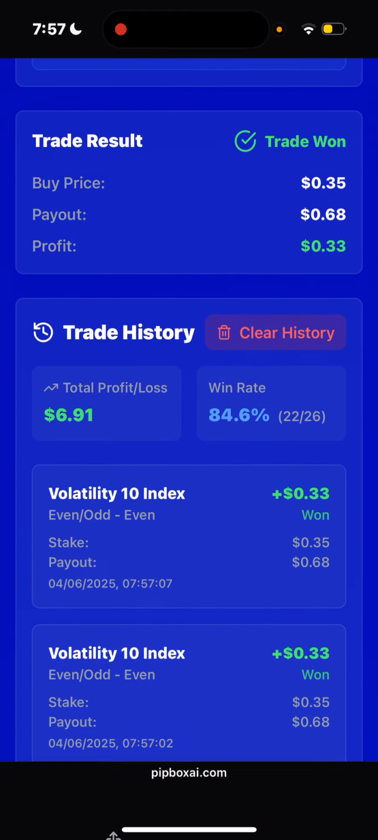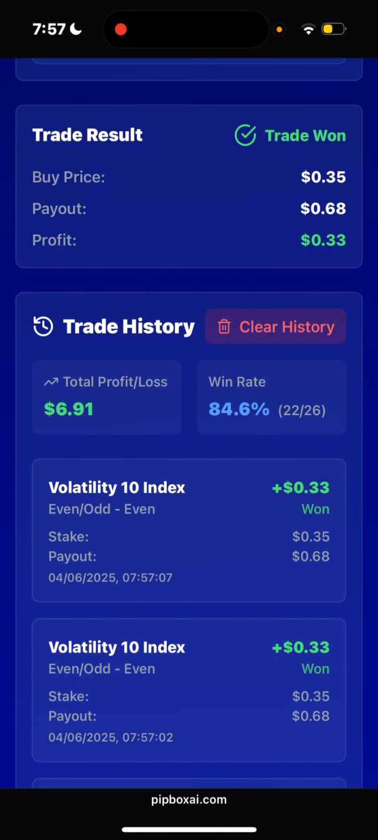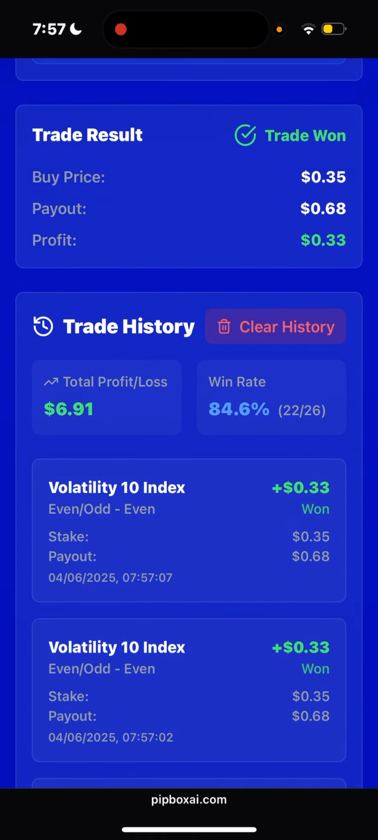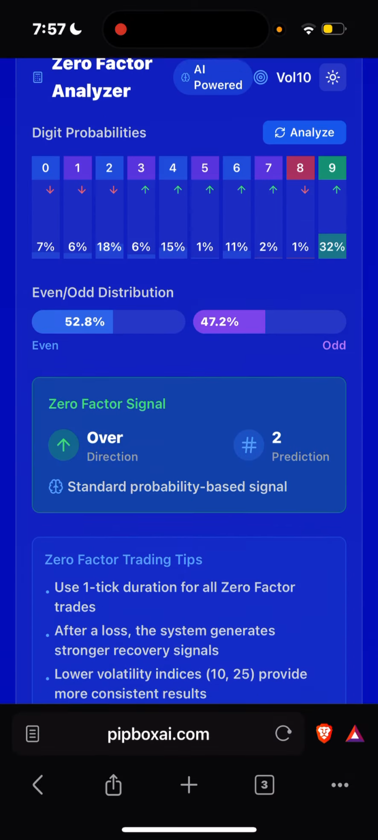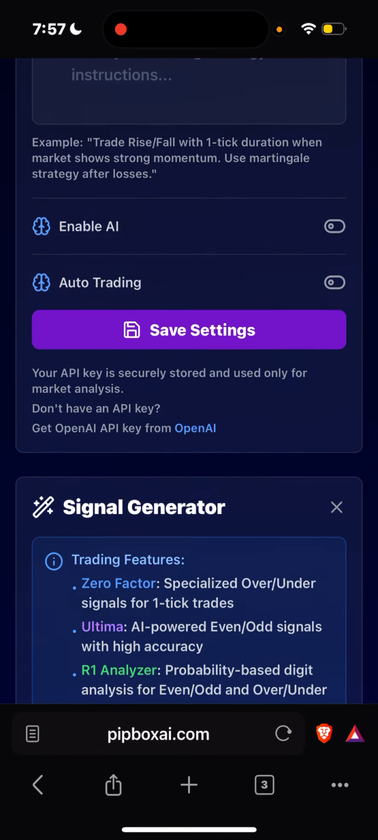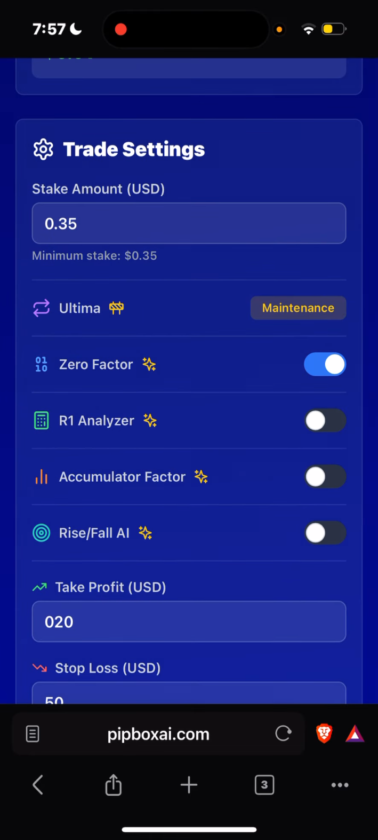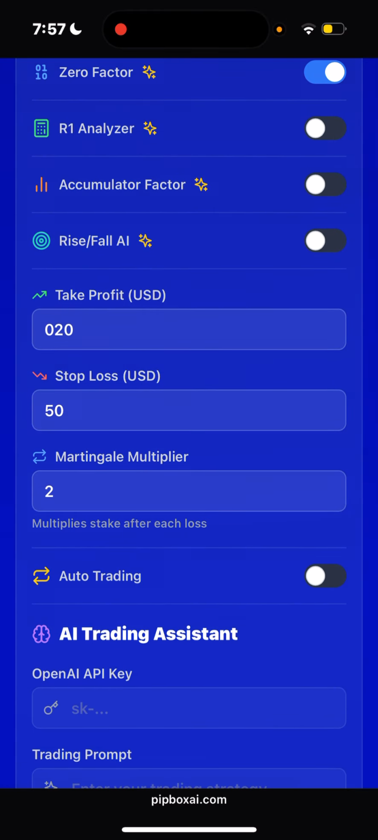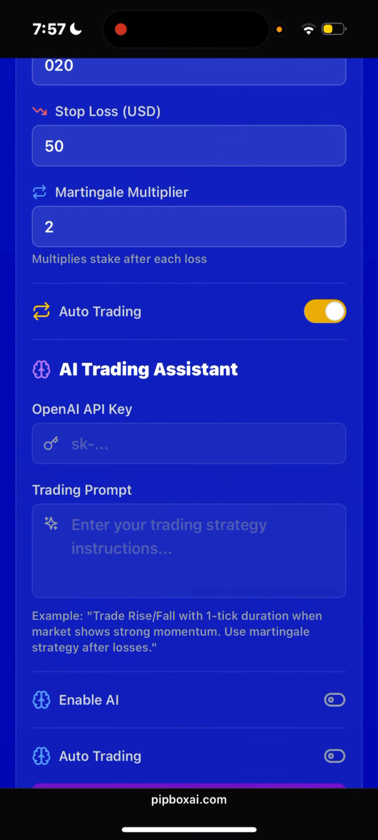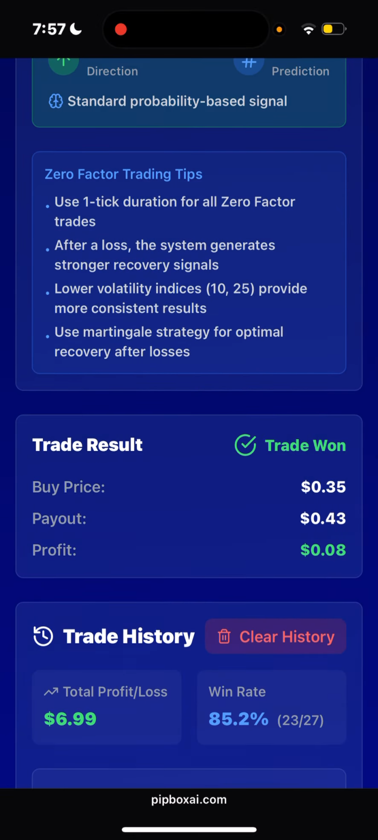Now, the manual trading, we were able to raise 3 USD all the way to 10 USD. Win rate of 84.6. We had a total of 26 trades, and we won 22 of these trades with a win rate of 84.6%. Now, what do we do here? Let us check our parameters once again. Zero factor, 20 USD. Let it run.